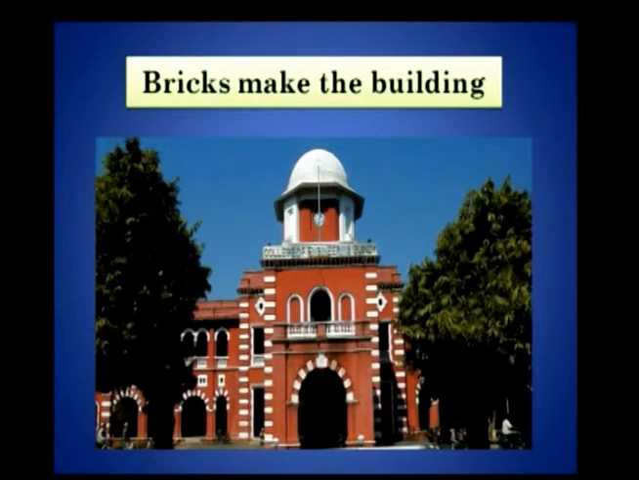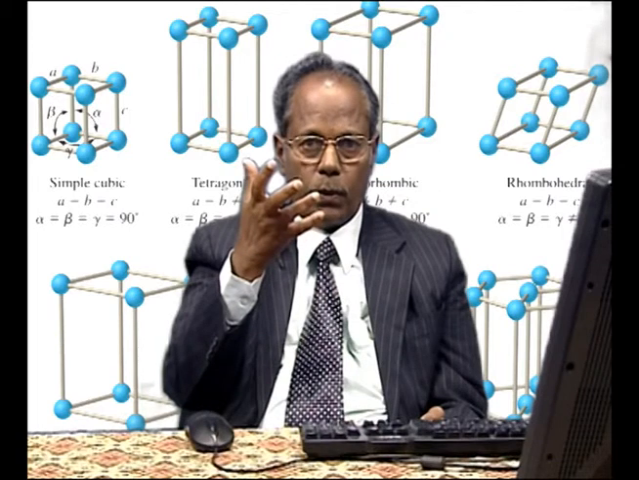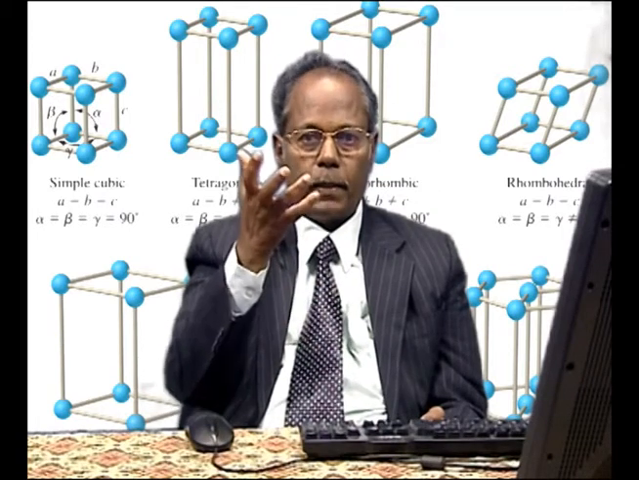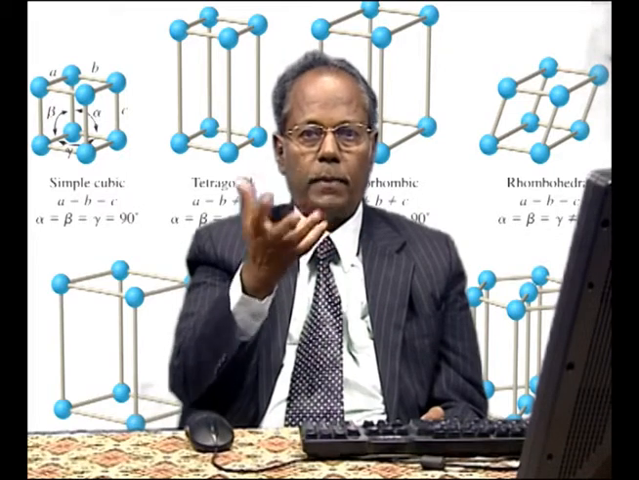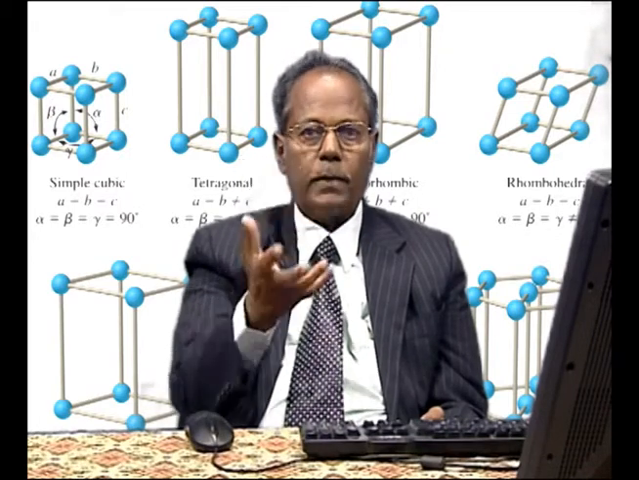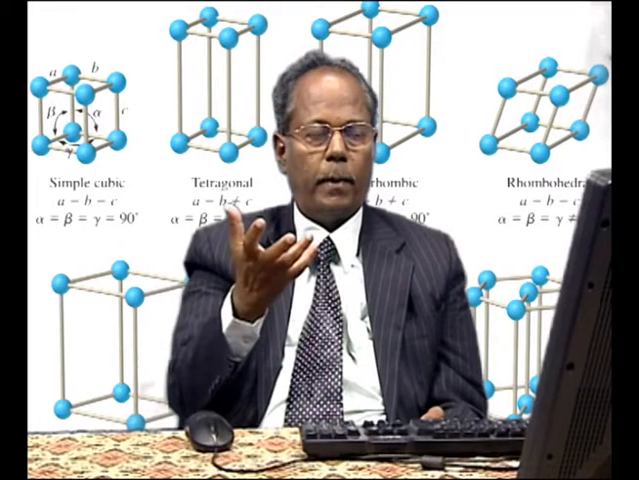I showed you the building of the College of Engineering Guindy or any other building. What are the shapes of the bricks? The brick can be a parallelepiped, the brick can have a length, breadth and thickness, and so in solids, what are the shapes of unit cells? What are the values of A, B and C? What are the angles? You can have alpha, beta, gamma, that is the basic question.